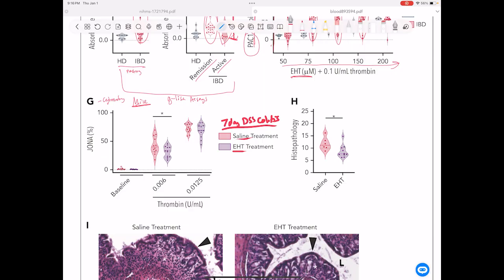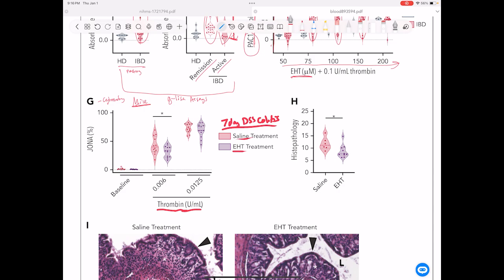and then we stimulated it with thrombin again. What we're trying to see is, does EHT actually help colitis? Because here's the thing. We can't just do that on humans. We can't just be like, here, give you a drug for EHT. We can't do that. That's illegal. But we can do it with mice.